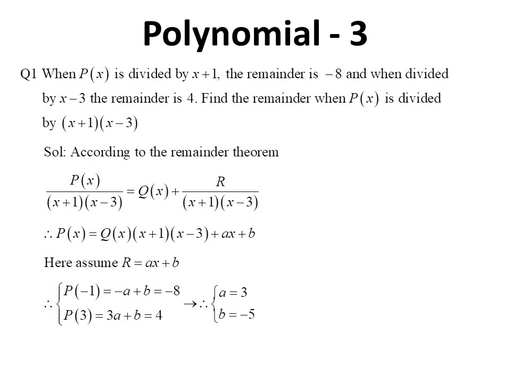To do this, we substitute values of -1 and 3 into the variable of the polynomial and have the simultaneous equations of -a plus b equals -8, 3a plus b equals 4. Hence, we calculate the values of a and b, so the remainder is 3x minus 5 when the polynomial p(x) is divided by the quadratic of (x plus 1) times (x minus 3).